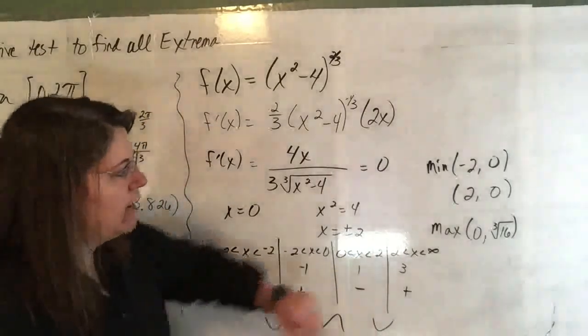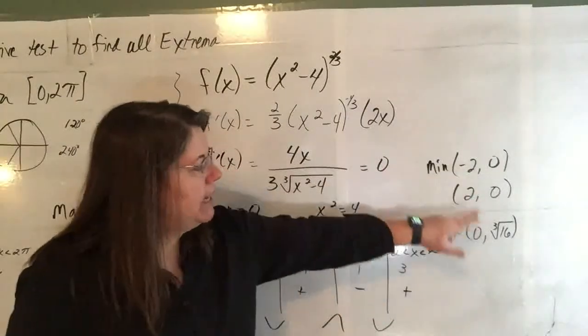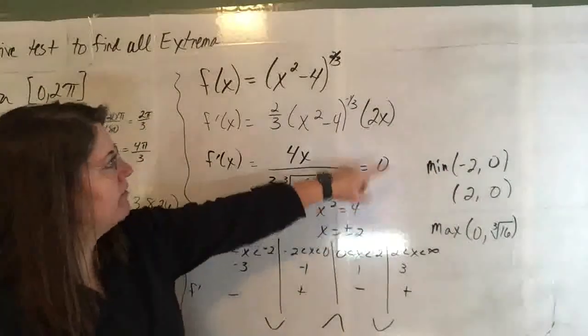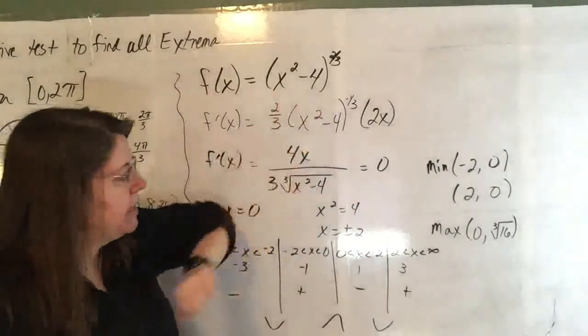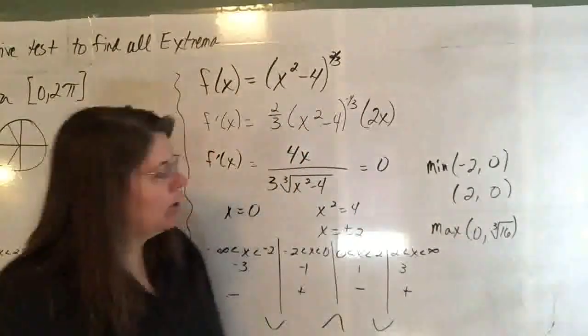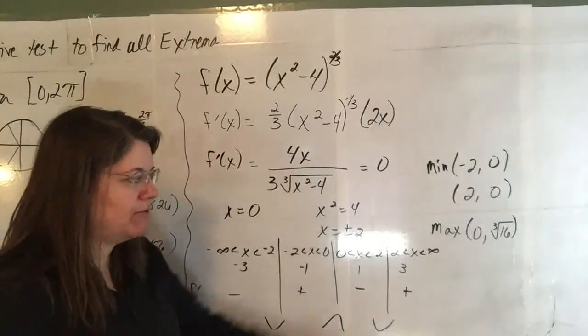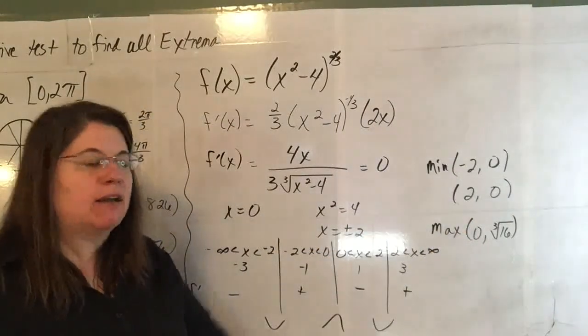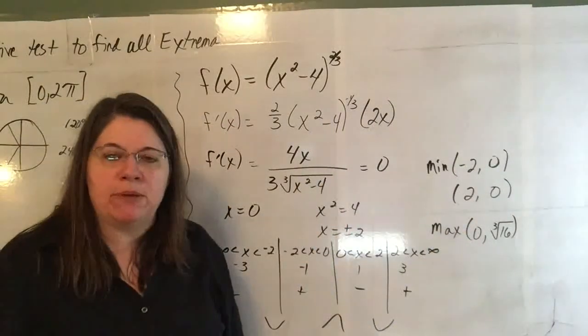So my minimum values are at negative 2, 0, and 2, 0. Remember, to get the ordered pairs, I just plug those x values into the original function. And then my maximum was at 0 and cube root of 16. I didn't use my calculator there, but you could certainly get that as a decimal instead of the cube root of 16. That would be perfectly fine.